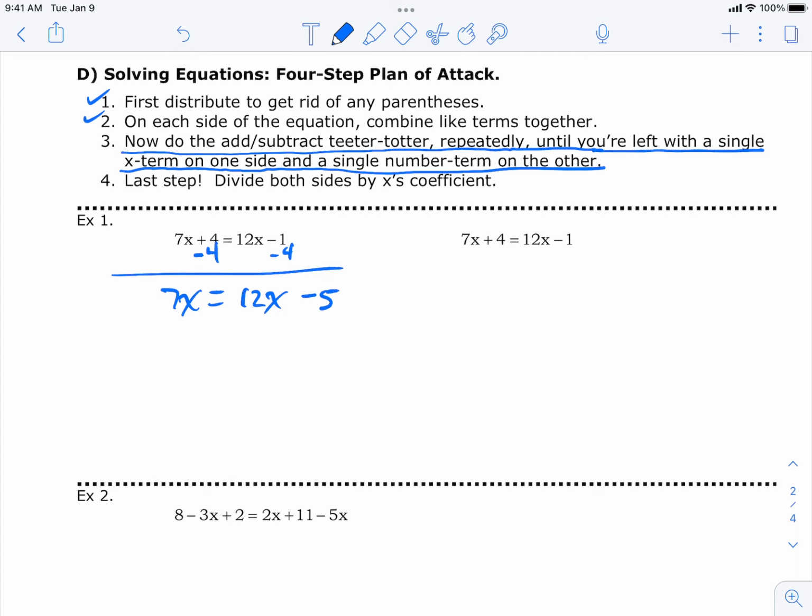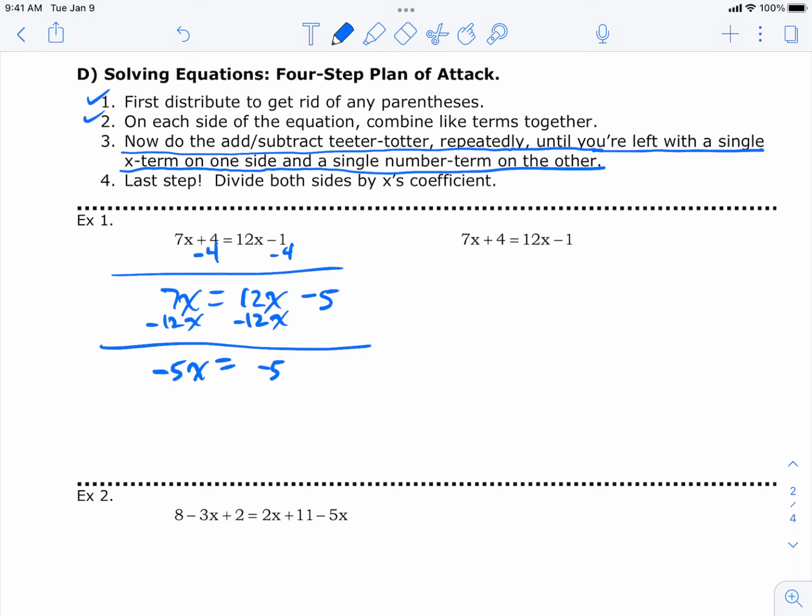The thing is, it's nice to have just an x term here, but it would be nicer if I had just a number over here. I don't want that 12x there. So now I'm going to subtract 12x on both sides. So 7x take away 12x is a negative 5x, and over here I've got a negative 5.